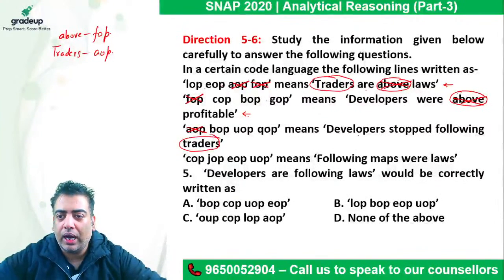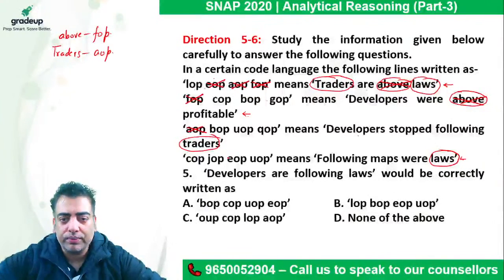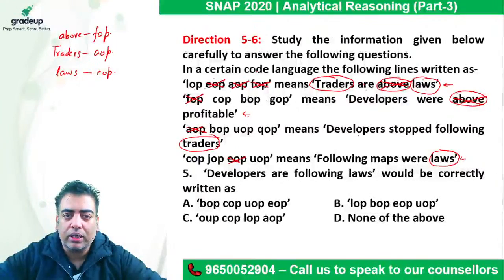Now we are left with laws. If I compare it with last statement, so laws is common between these two. And out of LOP, EOP, EOP is common between these two. So the code for laws comes out to be EOP. Because only R is left here, so we can say the code for R comes out to be LOP.